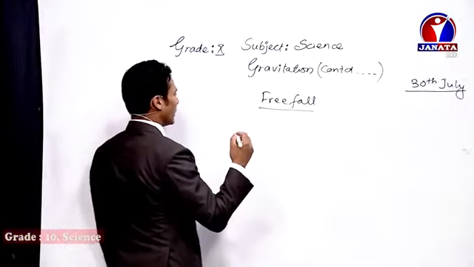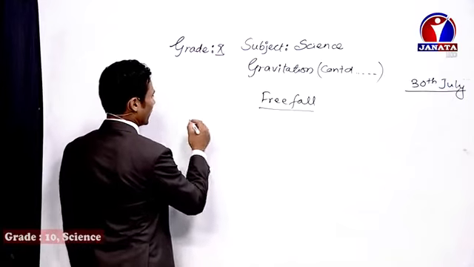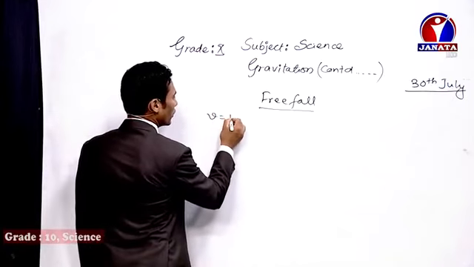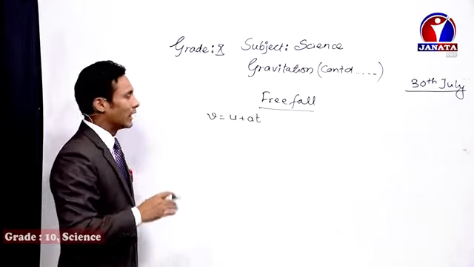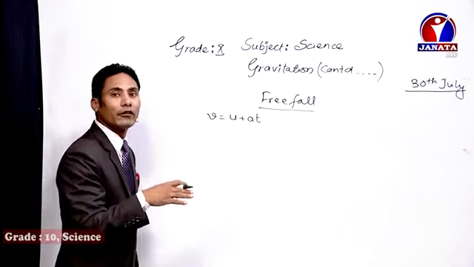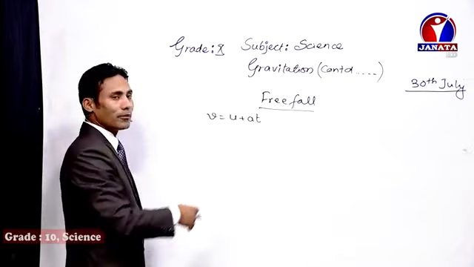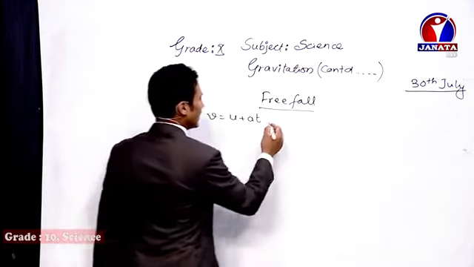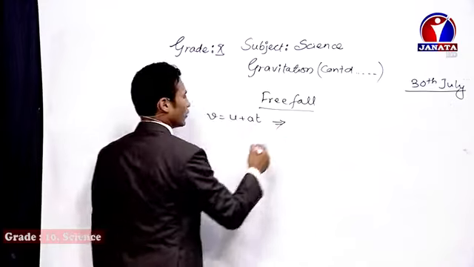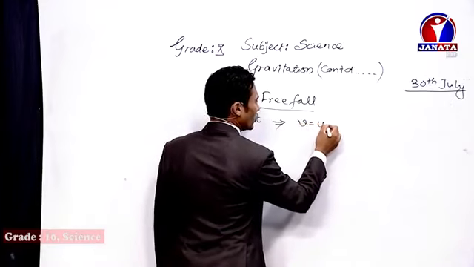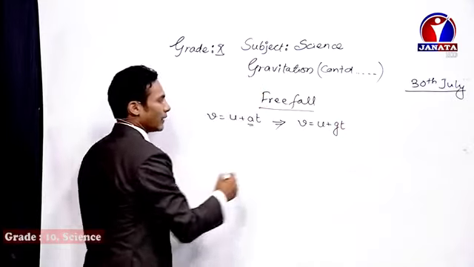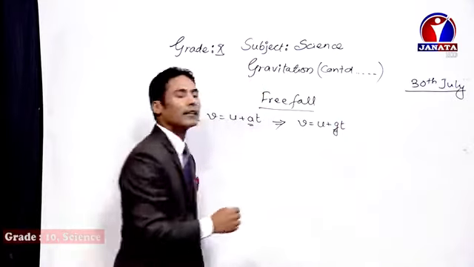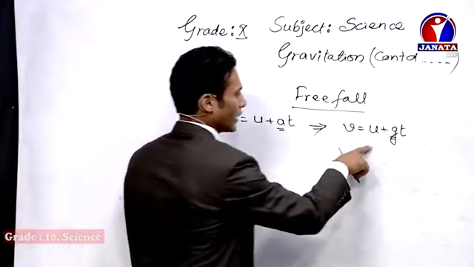So you might have learned in grade 9 the equations of motion like v equals u plus at. These equations you have learned. These are the equations of motion in the linear form, and this is for a vertically freely falling object. That's why this equation is modified to v equals u plus gt, where g is the acceleration due to gravity, right? So this one is the equation.